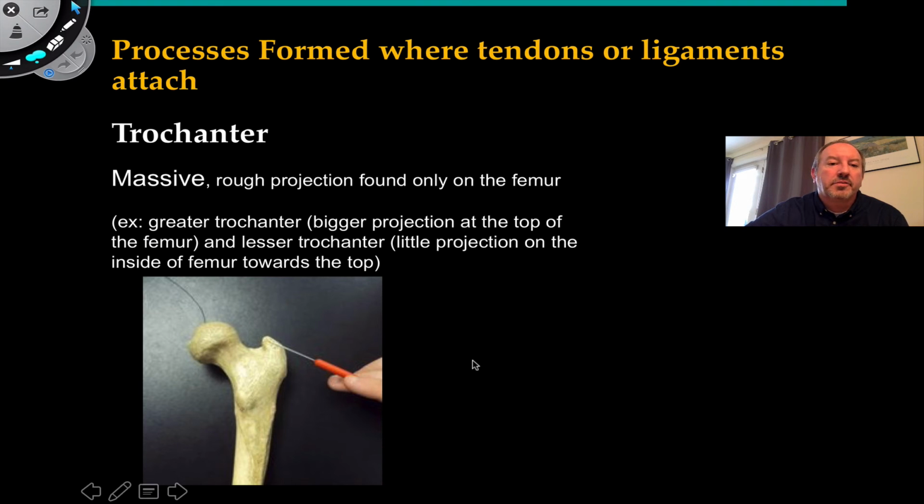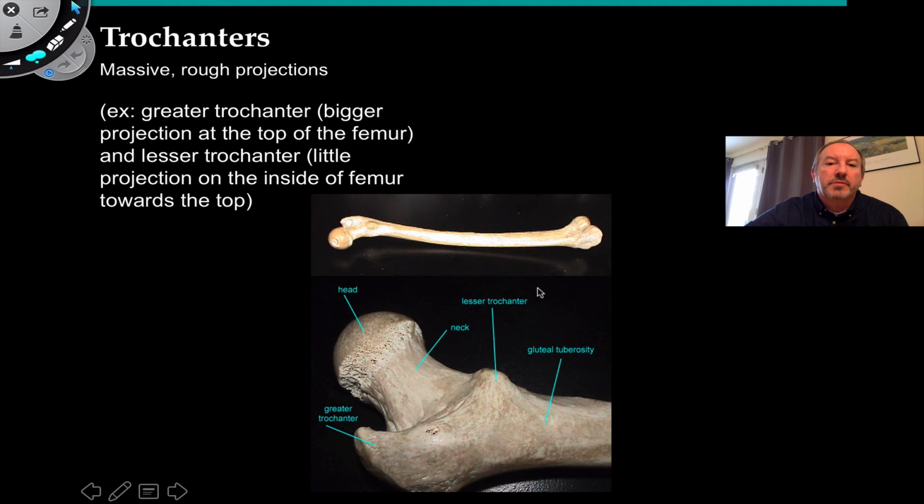Okay, and this is the proximal end of the femur, where you can see the head is right there. And so again, another viewpoint right over here. This is the proximal end of the femur. Here's the head right over here, and the neck. Here's the greater trochanter, again a massive, large projection, and the lesser trochanter right over there.